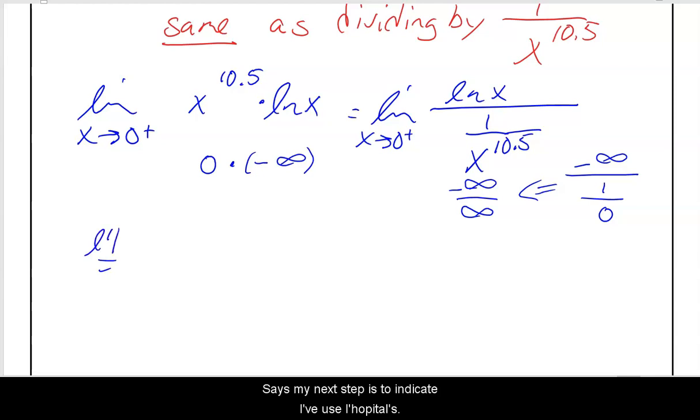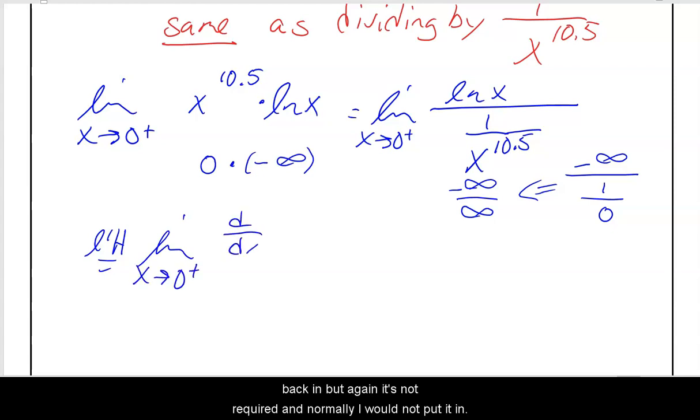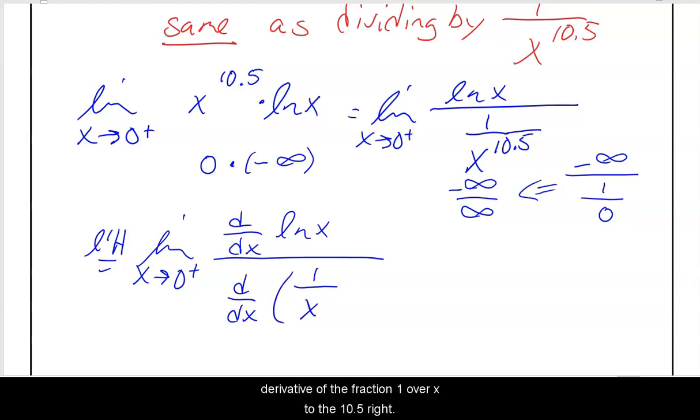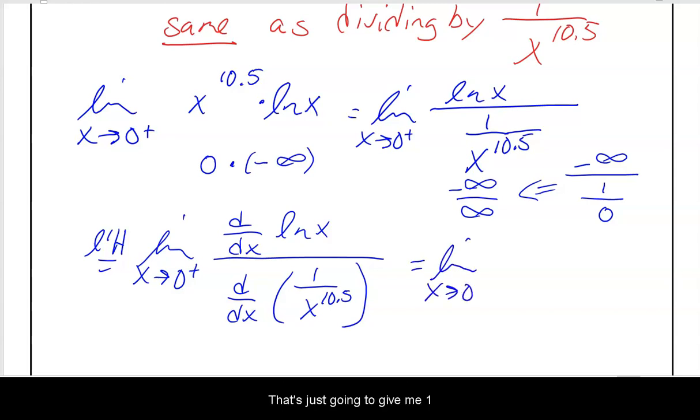So my next step is to indicate I've used L'Hopital's. And this time I am going to put the derivative notation back in. But again, it's not required and normally I would not put it in. But I do want to emphasize that you're taking the derivative of the fraction 1 over x to the 10.5, right? When you split it like that, it's the derivative of the numerator divided by the derivative of the denominator, not just the derivative of x to the 10.5. So I can easily do the derivative of natural log of x. That's just going to give me 1 over x times 1.